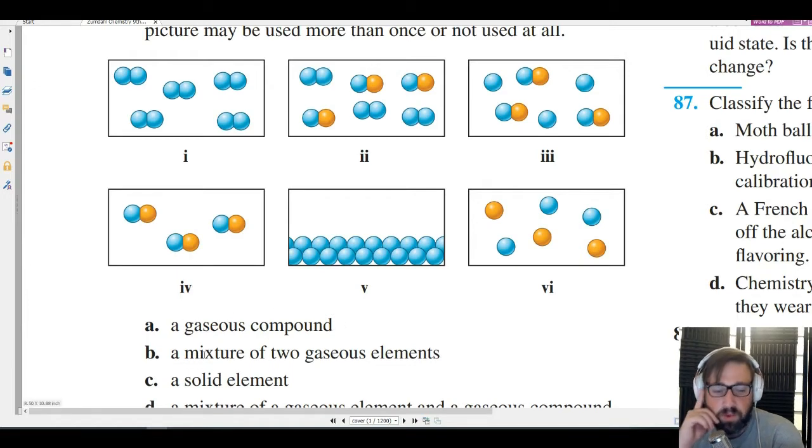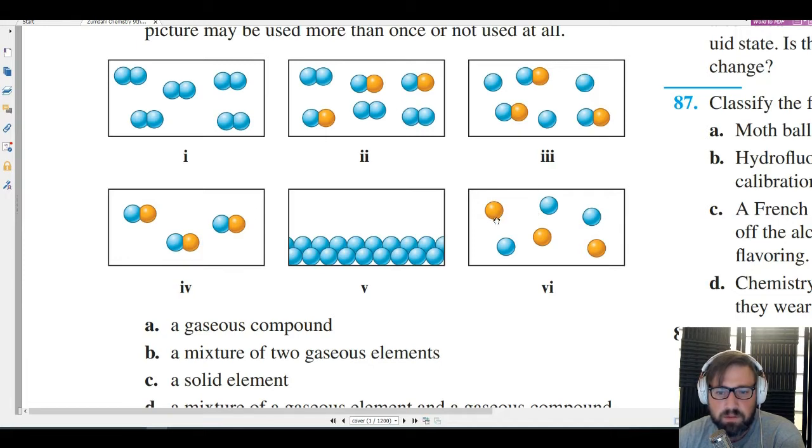Now we're going to be looking for a mixture of two gaseous elements. Remember, elements are just one type of atom. So it is going to be a mixture of two different elements. Here, these are all the same, so that's not going to be a mixture. Mixture, mixture, mixture, mixture, not a mixture.